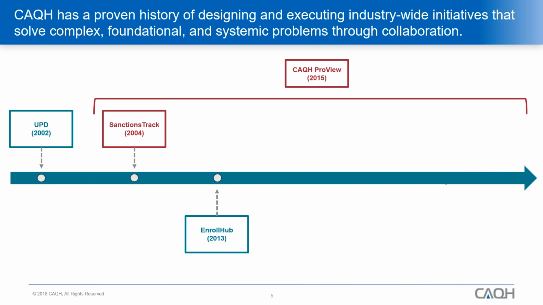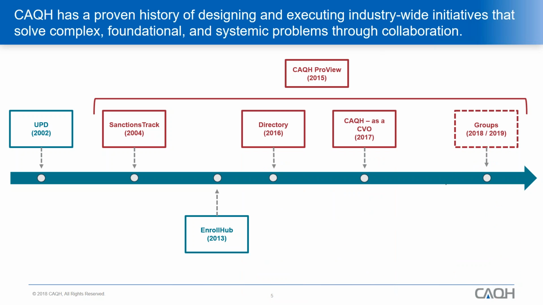Next, I want to talk about the CAQH ProView platform. You can see it encompasses several solutions, Enroll Hub being one of them, and we've decided to call it a platform because really it's a big part of the credentialing workflow. So there are really several solutions that fall into this umbrella. We talked about UPD. CAQH ProView is now the new name of that.